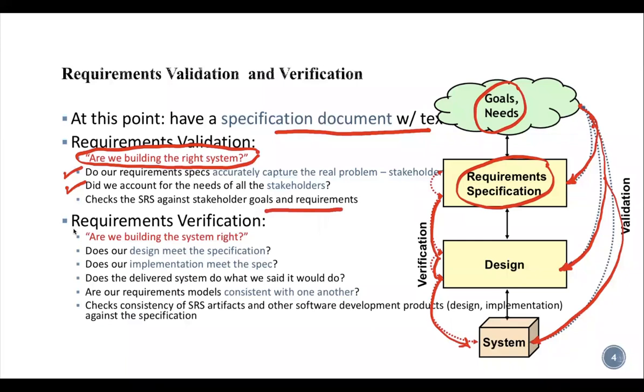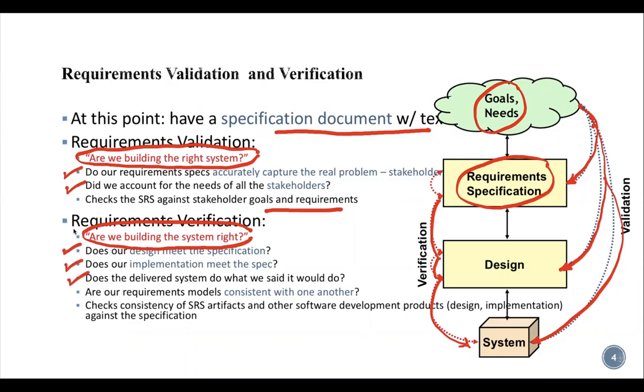This is validation. On the other hand, requirements verification is all about answering the question, are we building the system right or not? Not the right system, but are we following the right procedure to build the system right? So a couple of questions we need to track to verify the set of requirements include: does our design actually meet the specification or not? Does our implementation of the system meet the specification in the specification document or not? Does the delivered system do what we said it should do or not?